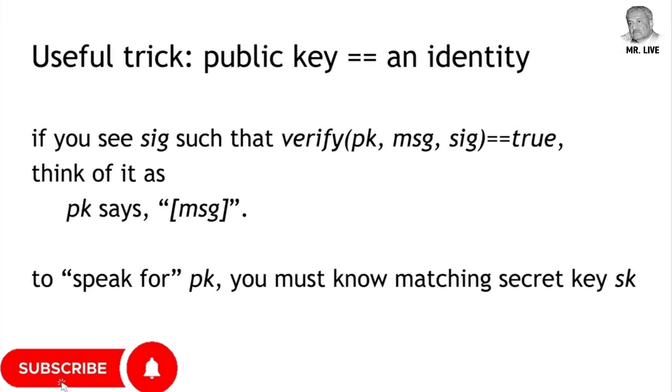And if you think about it then, for someone to speak for PK, that is for someone to be able to make statements that will be seen as coming out of PK's mouth, you have to know the matching secret key, SK. And so if you know the secret key that corresponds to the public key, PK, then you can sign messages with that secret key, and what you're doing essentially is making statements on behalf of that public key. And that means that there is an identity in the system which only you can speak for. And of course, that's what you want an identity to be, something that one person can speak for or on behalf of that everybody can see.